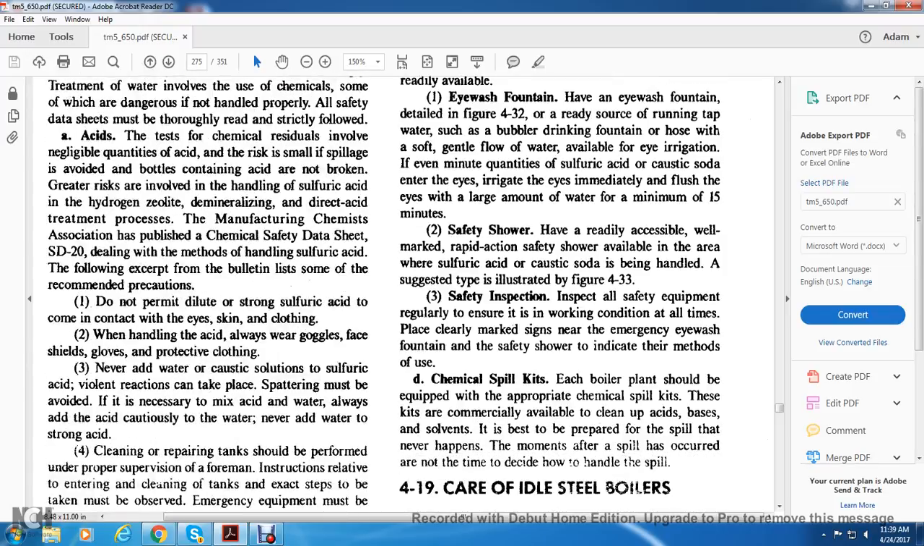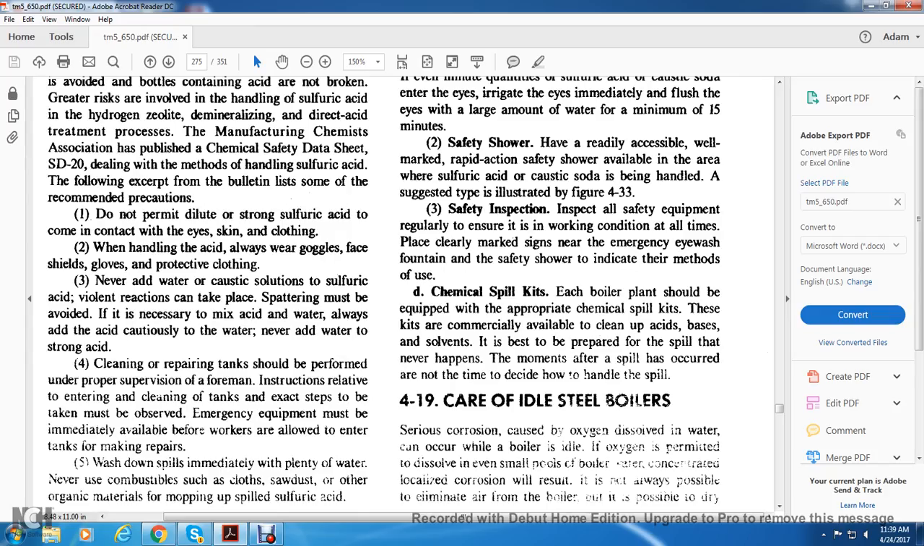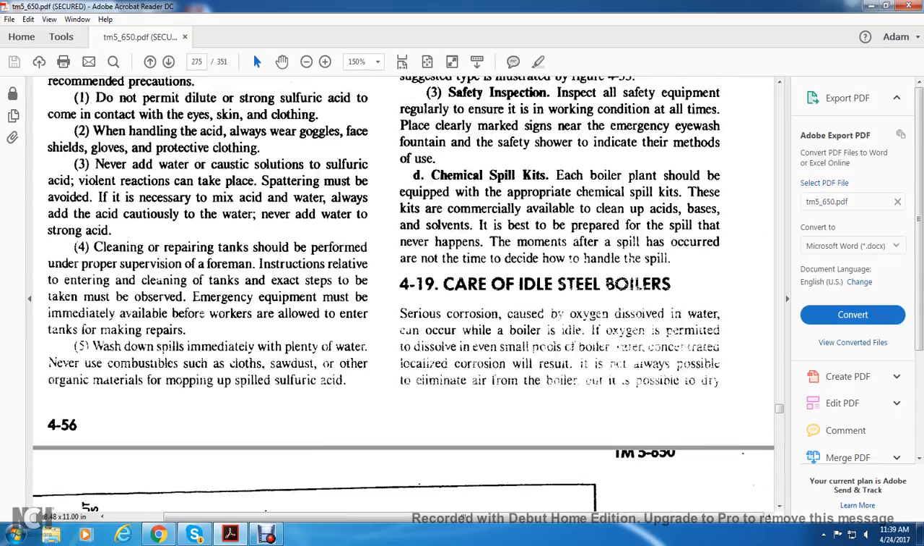D. Chemical spill kits. Each of the boiler plants should be equipped with an appropriate chemical spill kit. These kits are commercially available to clean up acids, bases and solvents. This must be prepared before spills happen. In the moments after a spill has occurred, there is no time to decide how to handle the spill.